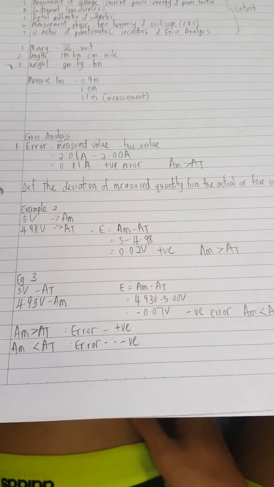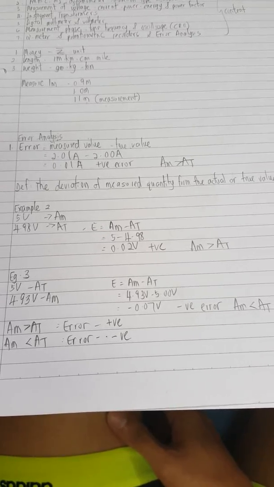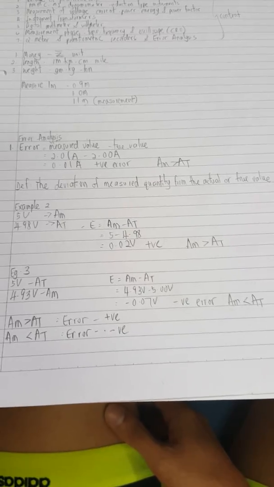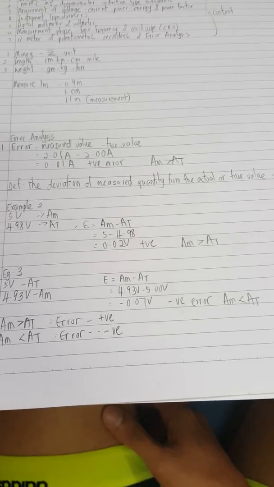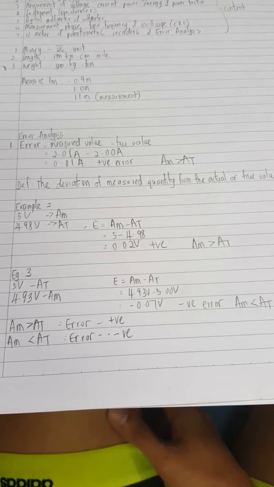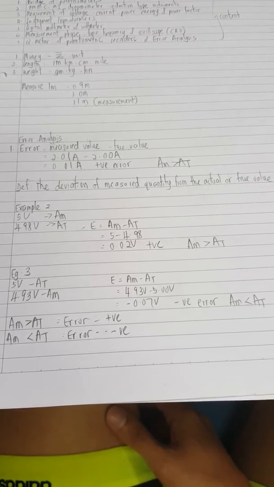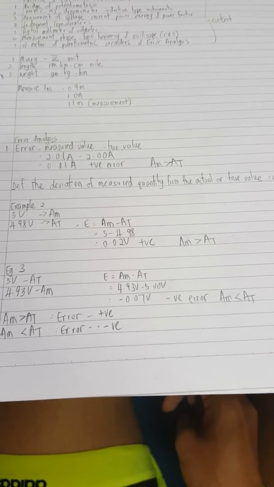So for the error analysis, basically what is error? Error is the difference between measured value and true value, or we call it actual value. So for example, the measured value is 2.01 ampere and the true value is 2 ampere. After doing the calculation, the error is 0.01A and is positive because the measured value is greater than the true value.